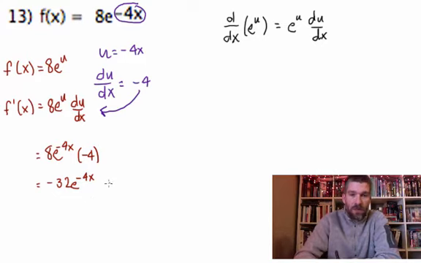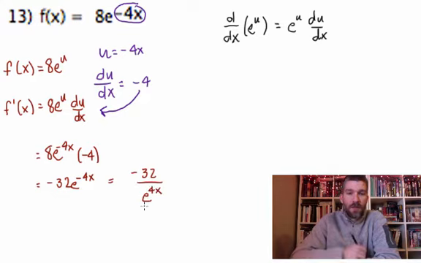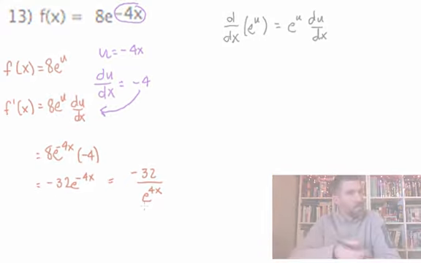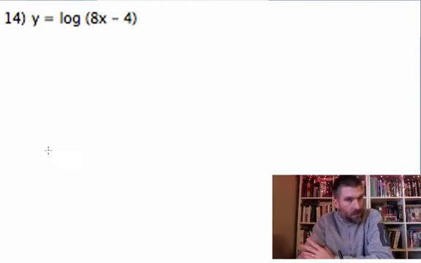But some teachers don't like negative exponents, even though we started with one. So what they would say is to move that to the bottom, so you have this situation happen. Both of these answers are correct. They're both good. They're both derivatives of 8e to the negative 4x. So there you go.